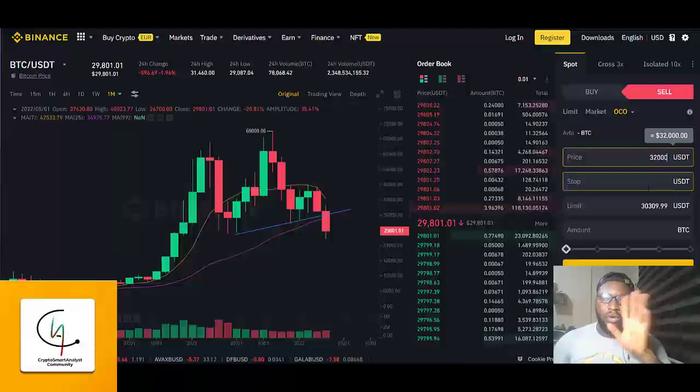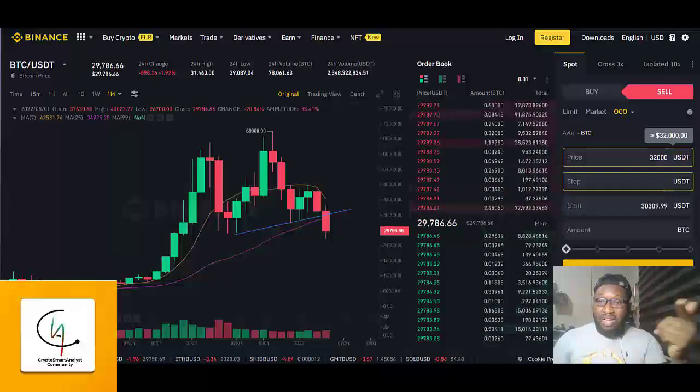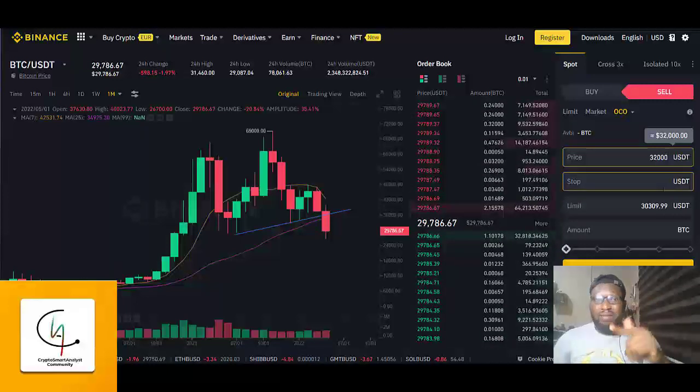Now OCO means order cancels order. That is, if one of these orders gets executed, it cancels the other one. If I place a target and it does not get to my target, but hits my stop loss, it's going to cancel my target and take the stop loss. But if it gets to my target, it's going to take my target and cancel the stop loss. That's just order cancels order.